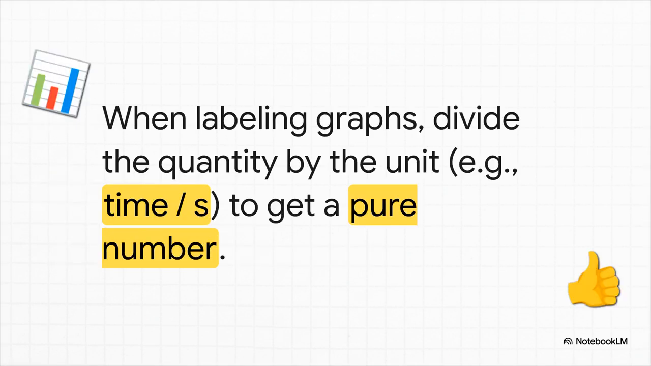Oh, and just a quick heads up on something you'll see all the time in science. When you see a table or a graph, the labels on the axis might look a little funny, like time/s. All this means is that they've divided the physical quantity, which is time, by its unit, which is seconds. The reason? It leaves you with just a pure number, which is exactly what you want to plot on a graph or put in a table. It's just a standard convention to keep things neat and tidy.